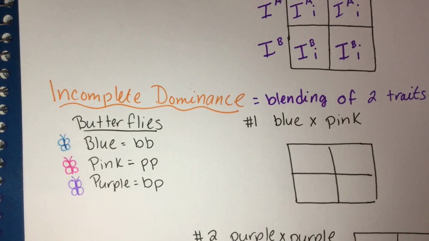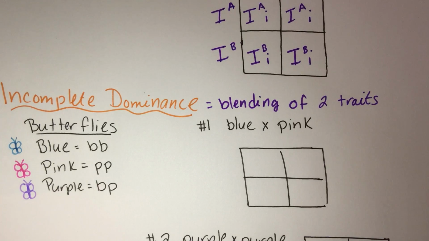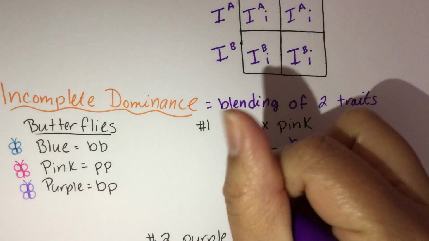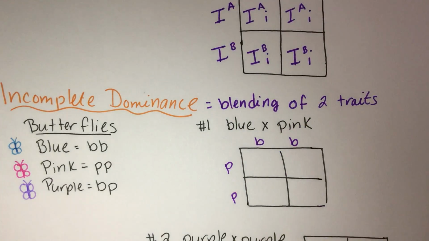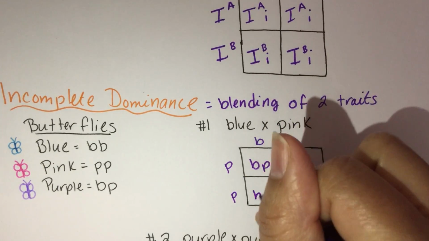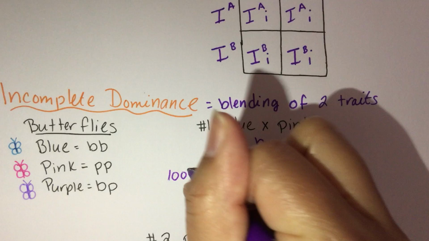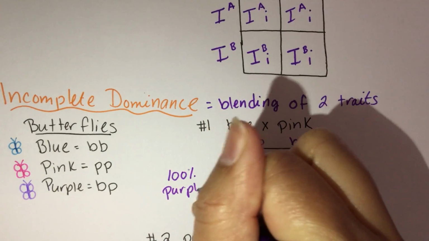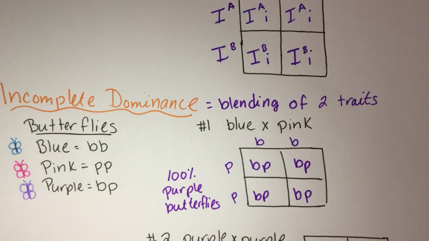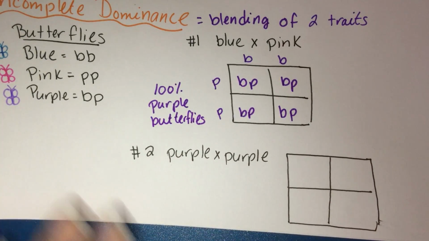You have 3 different phenotypes in this case. So for our first problem, let's go ahead and cross a blue and a pink. So remember, blue was little b, pink was little p. So when I form my Punnett square and I write out all the offspring, they're all going to be the same. So I'm going to have 100% purple butterflies. That's going to be my offspring.